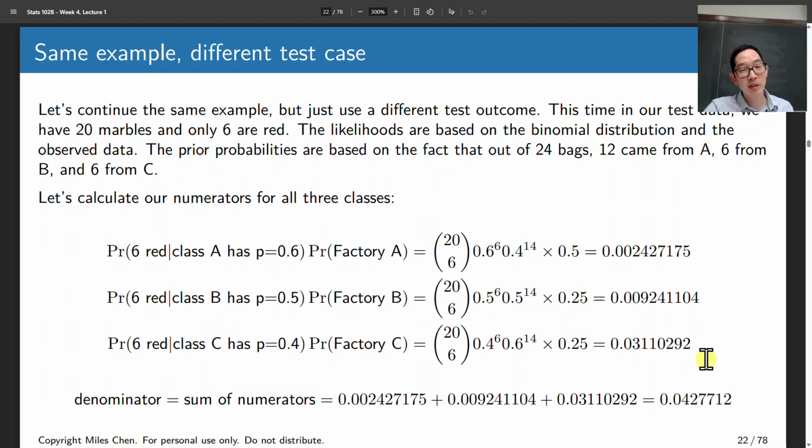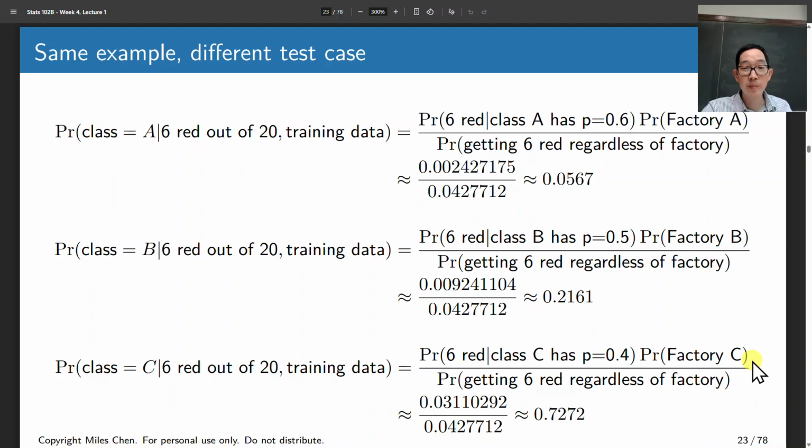But if you did see a bag where there were only 6 red marbles, which factory do you think it came from, okay? So if we take our numerators and we divide by our denominator, the resulting probability that it came from factory A is around 6%. The probability that it came from factory B is around 22%. And the probability that it came from factory C is close to 73%, okay?